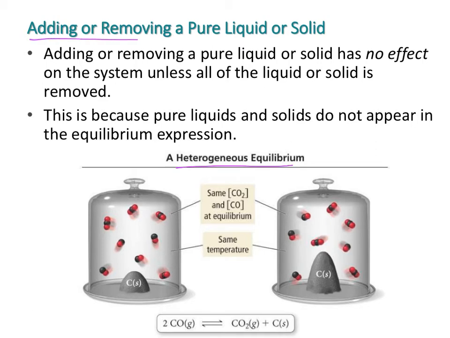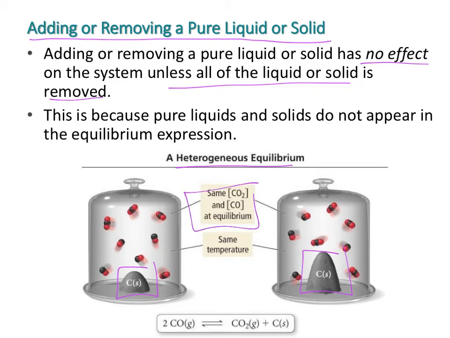So what effect does removing or adding a liquid or solid have on the equilibrium, and how does Le Chatelier's principle tie into this? Adding or removing a pure liquid or solid has no effect unless all of the liquid or solid is removed. For the most part, if you add liquid or solid, it's not going to do anything to the overall reaction. Remember how here we started off with a certain amount of carbon, here there's more, but overall they're still at equilibrium. It doesn't matter.